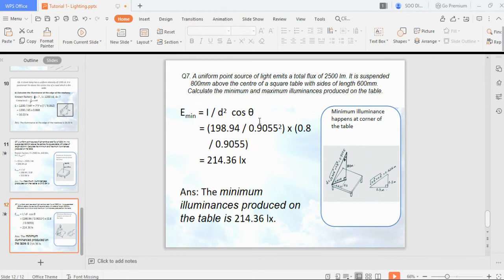The minimum illuminance uses the same formula, but you have an angle to it. So the same as previously, you have to use the cos theta formula. You also have to find out the distance, the d, and then this way you'll be able to find out the illuminance is equal to 214 lux. So I hope you understand the method behind why the maximum and minimum illuminance are determined this way, and the method to obtain the answer.